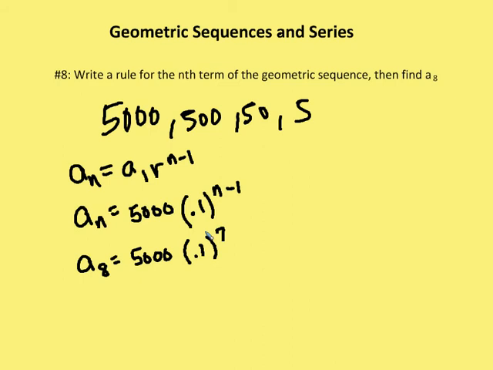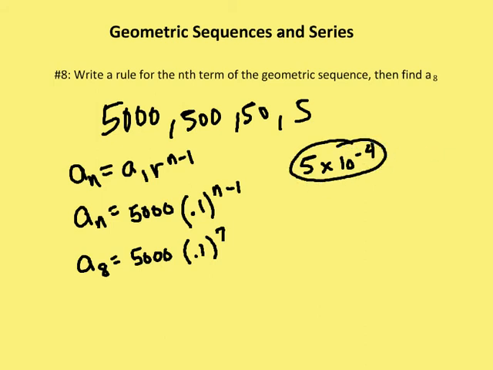Okay, so now I need to break out my calculator, and I work out the problem. 0.1 to the 7th times 5,000 leaves me with 5 times 10 to the negative 4th.